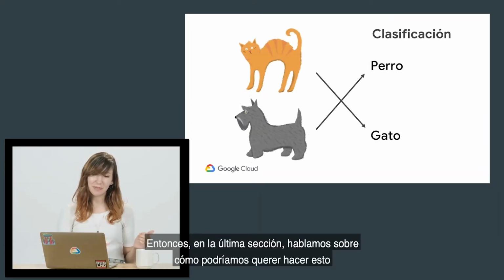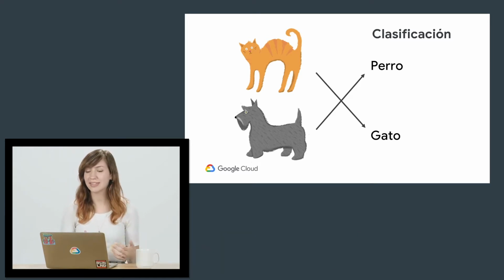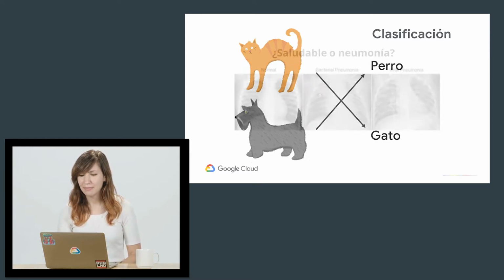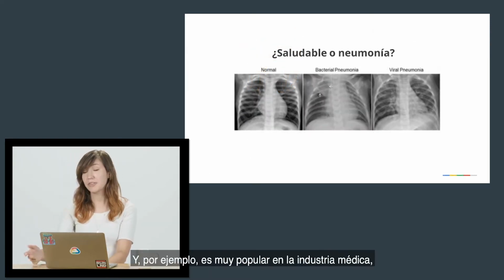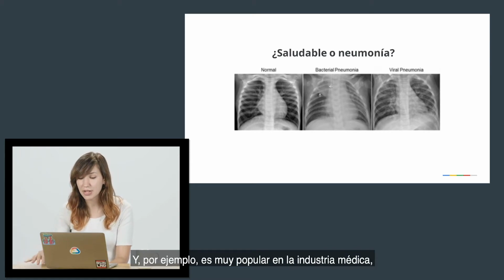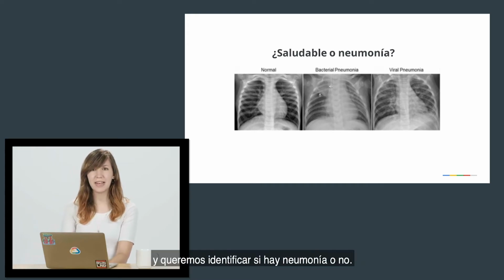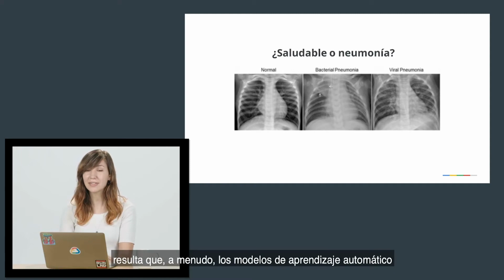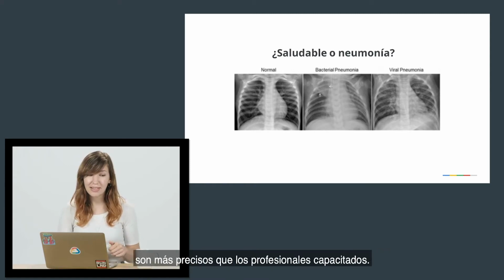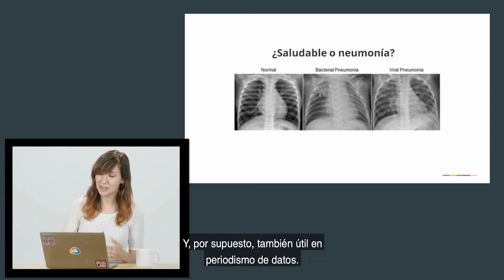In the last section, we talked about how we might want to do this with classification, classifying photos of cats and dogs and labeling them as dogs or cats. This is a super useful tool, actually, vision classification models. For example, it's really popular in the medical industry, where maybe we have X-ray scans of lungs and we want to identify pneumonia or not. For all different types of diseases and medical scans, it turns out that oftentimes machine learning models are more accurate than trained practitioners. So very popular in medicine, and of course also useful in data journalism.